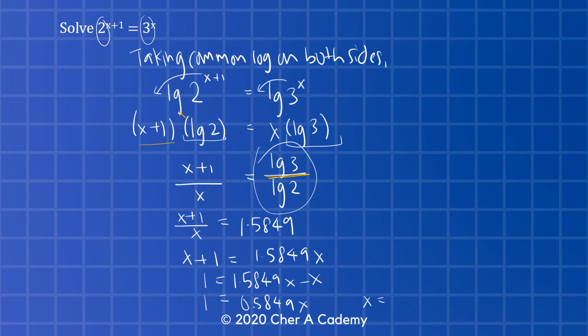Okay, so I'll use the calculator to divide 1 by 0.5849. I'll get 1.7096, which is 1.71 corrected to 3 significant figures.